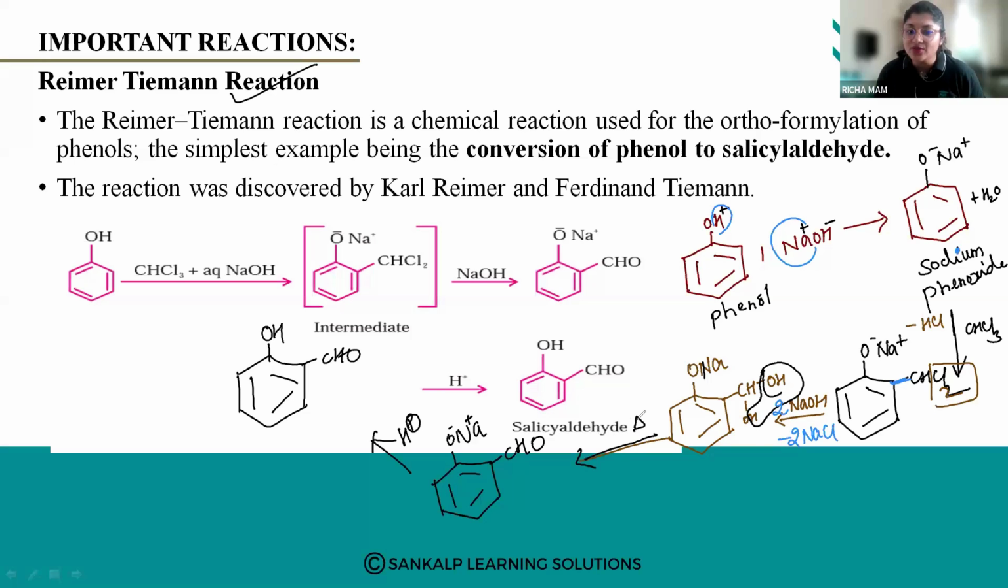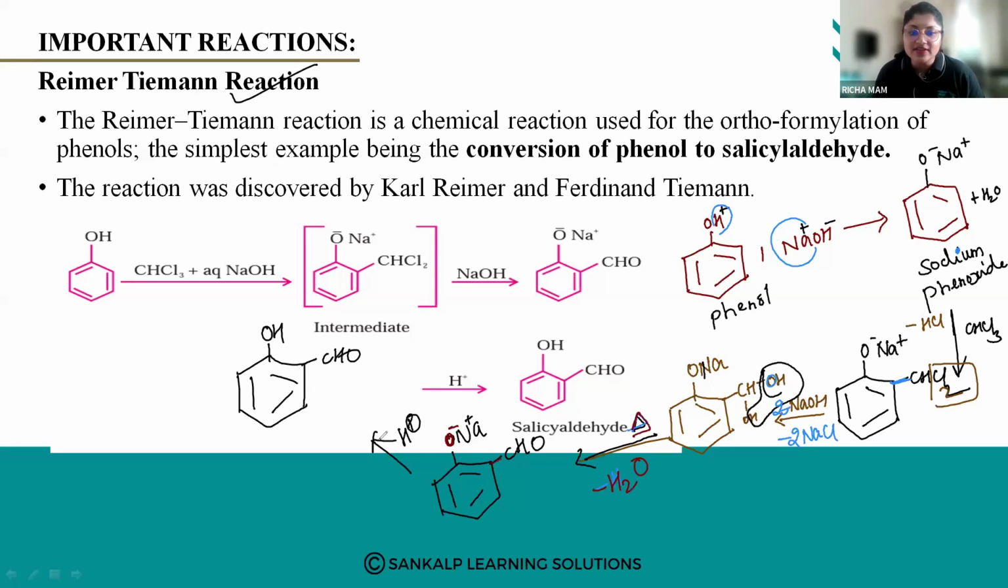Now, when you heat this, you can see your OH and OH, so one OH and one H leave as one water molecule after heating. Let me write it here. A water molecule will be lost, and you will get O minus Na plus and CHO.